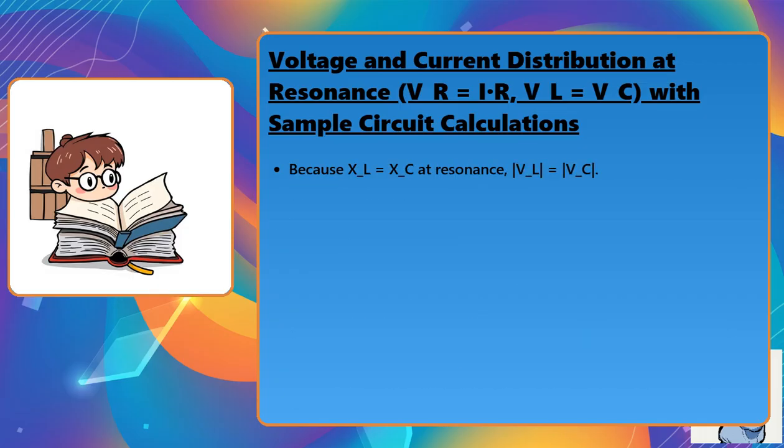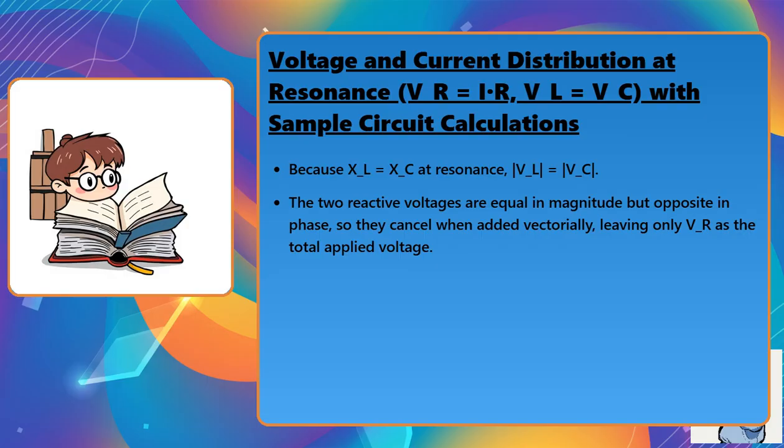Because X sub L equals X sub C at resonance, absolute V sub L equals absolute V sub C. The two reactive voltages are equal in magnitude but opposite in phase, so they cancel when added vectorially, leaving only V sub R as the total applied voltage.